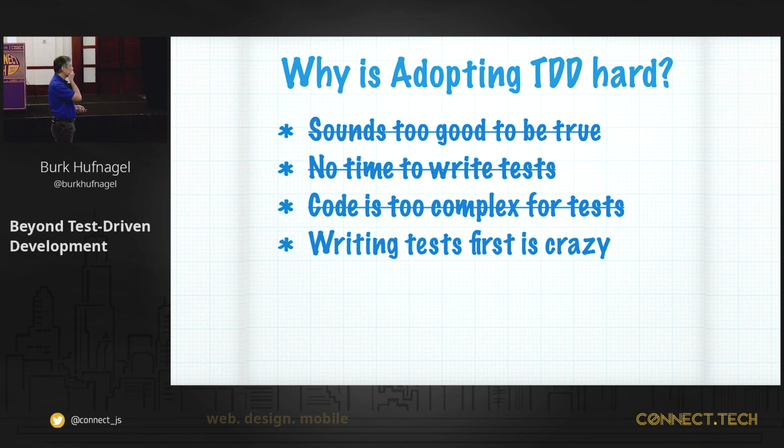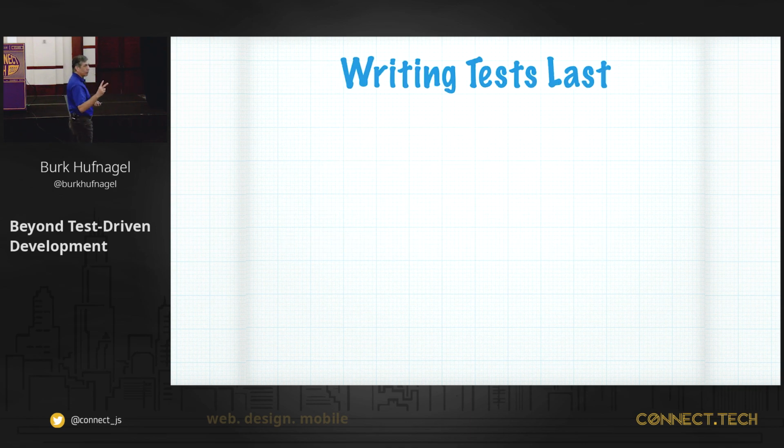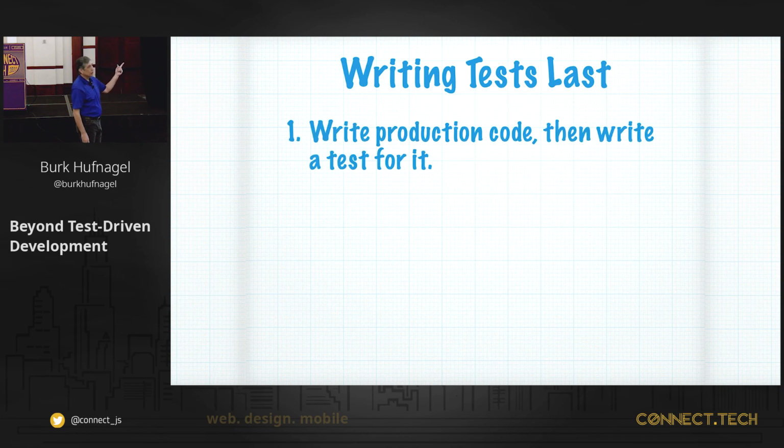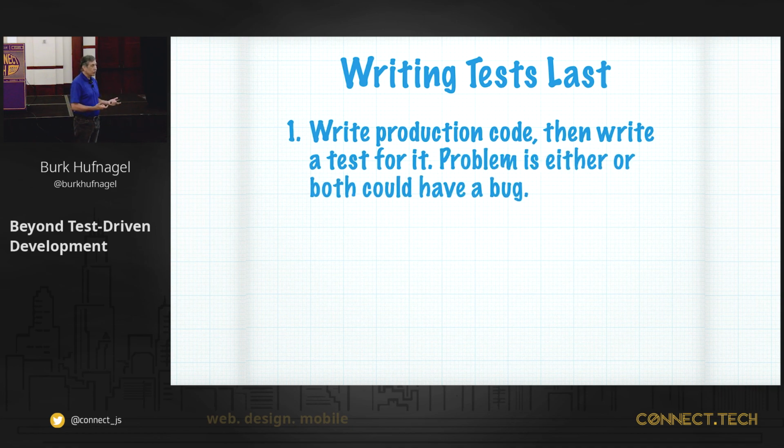But if test first is crazy, then what would you do? Test last, right? You write the code, then you write a test for it. That's got a problem. Actually, there's a couple of ways you can do this, and both of them have an issue. First is, write the production code, then write the test for it. Okay, that sounds very reasonable, right? But you got a problem. You don't know, either one of those or both could have a bug, right?